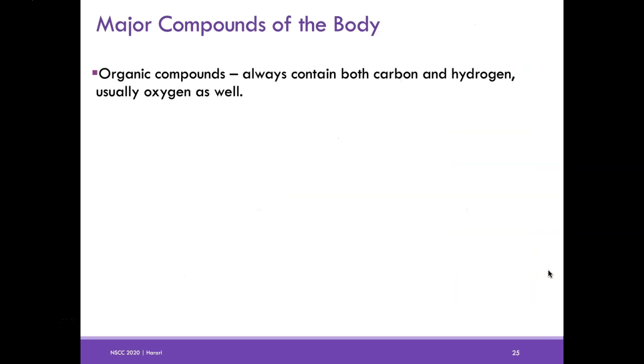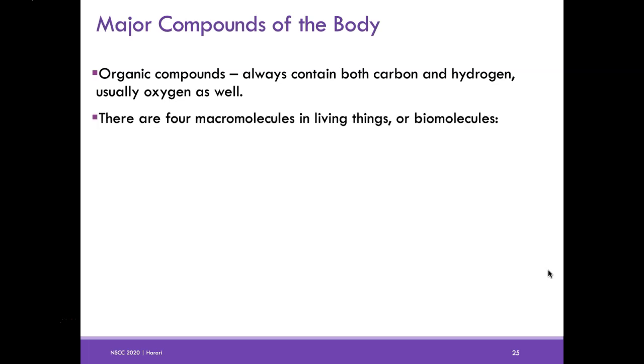So organic compounds, organic chemistry deals with molecules that have carbon and hydrogen. Usually they have oxygen as well. And we'll talk about 4 different organic molecules in living things. They're called macromolecules because they're large. And they're also called biomolecules because they're found in all living things. So there are 4 biomolecules that are organic and macromolecules.